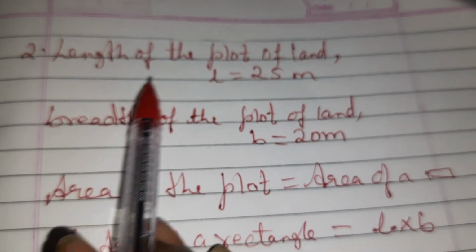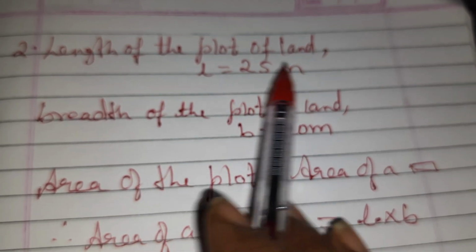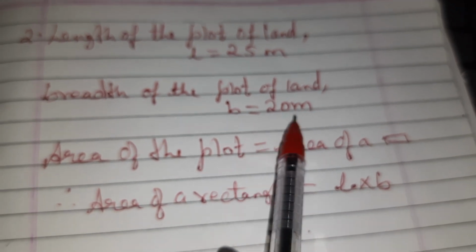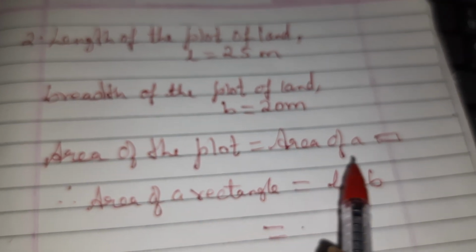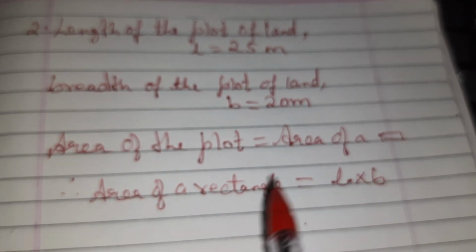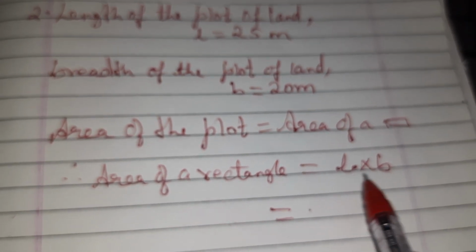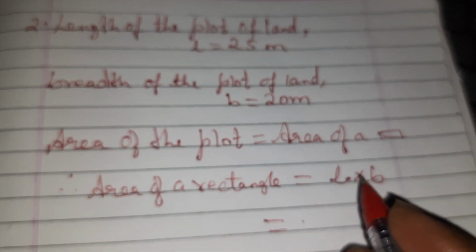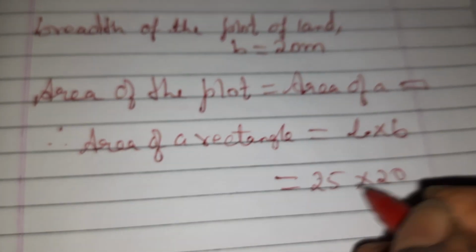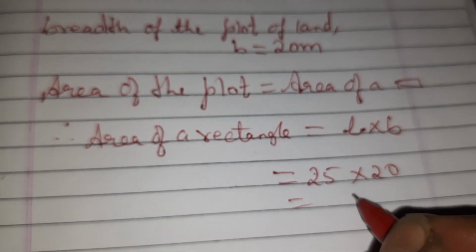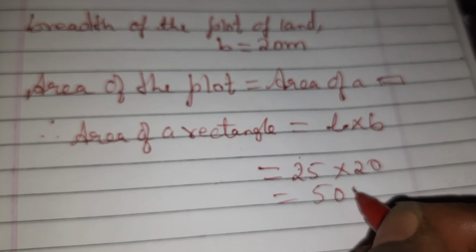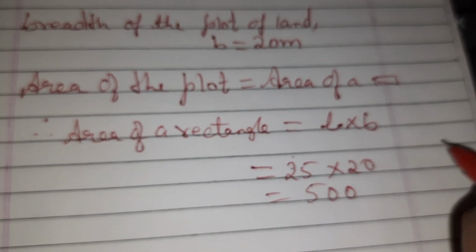Now the answer. The length of the plot of land is 25 meter, the breadth of the plot of land is 20 meter. Area of the plot is equal to the area of a rectangle because the plot is rectangular in shape. Area of a rectangle is length into breadth. Okay, so it is 25 into 20, that is 2 5s are 10, 0, 1 carry, 2 2s are 4, 1 5 and 0, that is 500. You can multiply and see, children.